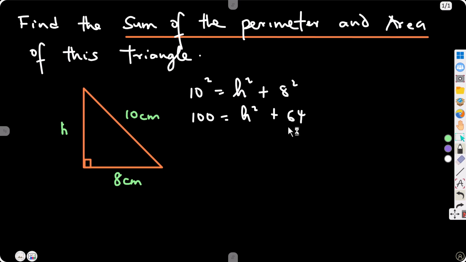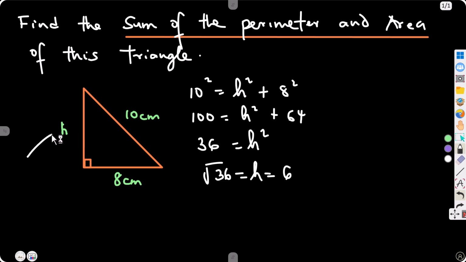So now we have to subtract 64 from both sides, so definitely there's going to be 36 for h squared. To figure out h, the height, we have to square root both sides. The square root of 36 is 6. So now we know what h is, which is 6 centimeters. So now we know the height.